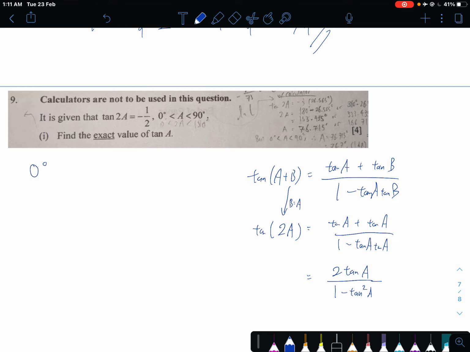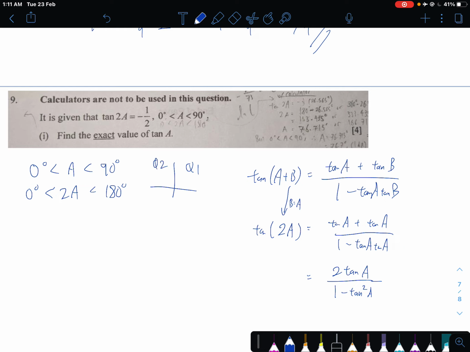If A is in between 0 and 90 degrees, 2A must be in between what? Don't include the equal sign. Strictly less than 90, strictly more than 0. If you double it, it will become between 0 and 180 degrees. So it's either Q1 or Q2.